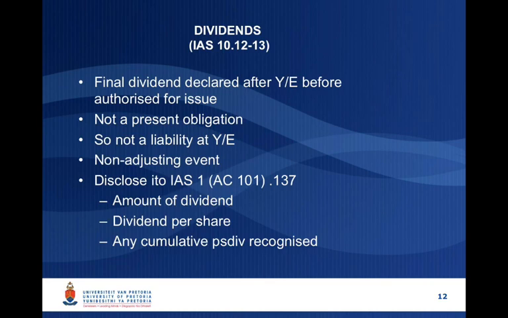That is, you disclose the amount of dividend, the dividend per share, and any cumulative preferential shares dividend recognized. So if, for example, you have preference shares and you have ordinary shares, if you declare an ordinary dividend, most probably you would have declared also a preference dividend. So remember, if the company declares a final dividend after year end but before it is authorized for issue, it is a non-adjusting event. You only disclose it in the notes, because at year end you did not have a liability and you have no present obligation to pay it.